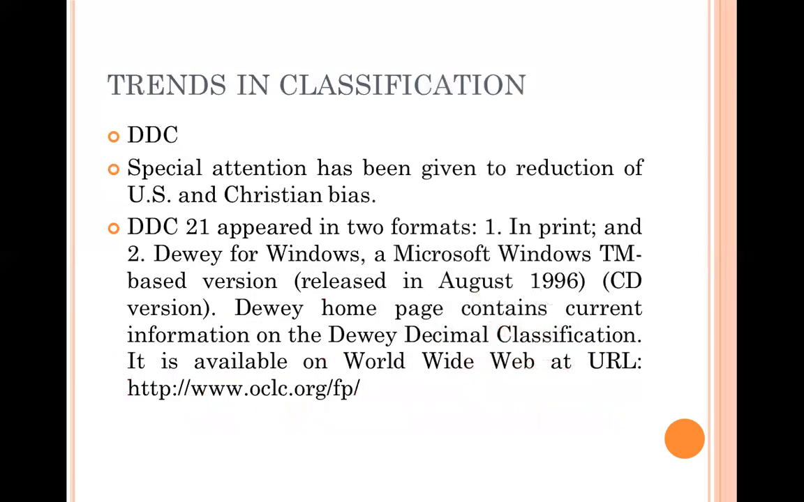Fine, good. So what are the trends in classification these days? In DDC, DDC is basically criticized for giving more importance to US related content and Christian related things. So they are trying to reduce the Christian bias and US bias in DDC. DDC 21 appeared in two formats, in print format and Dewey for Windows, which is based on Microsoft Windows. And there is a home page for DDC where you can get all the latest developments taking place in DDC.